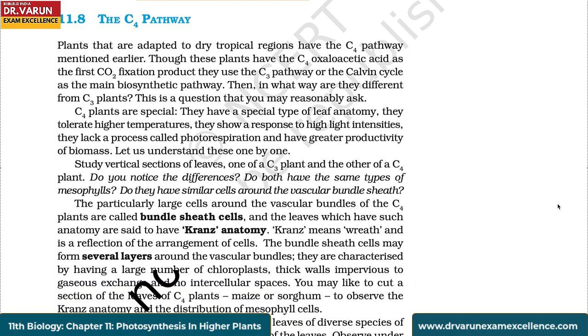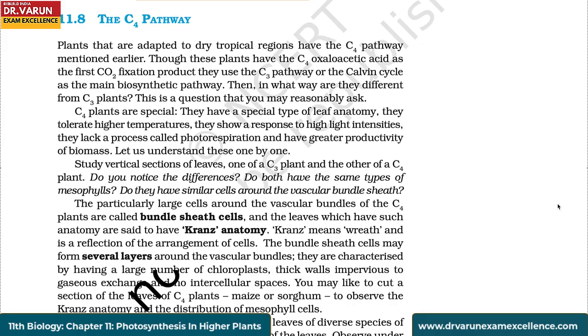The C4 pathway. Plants that are adapted to dry tropical regions have the C4 pathway mentioned earlier. Though these plants have the C4 oxaloacetic acid as the first carbon dioxide fixation product, they use the C3 pathway or the Calvin cycle as the main biosynthetic pathway. Then in what way are they different from C3 plants? This is a question that you may reasonably ask.